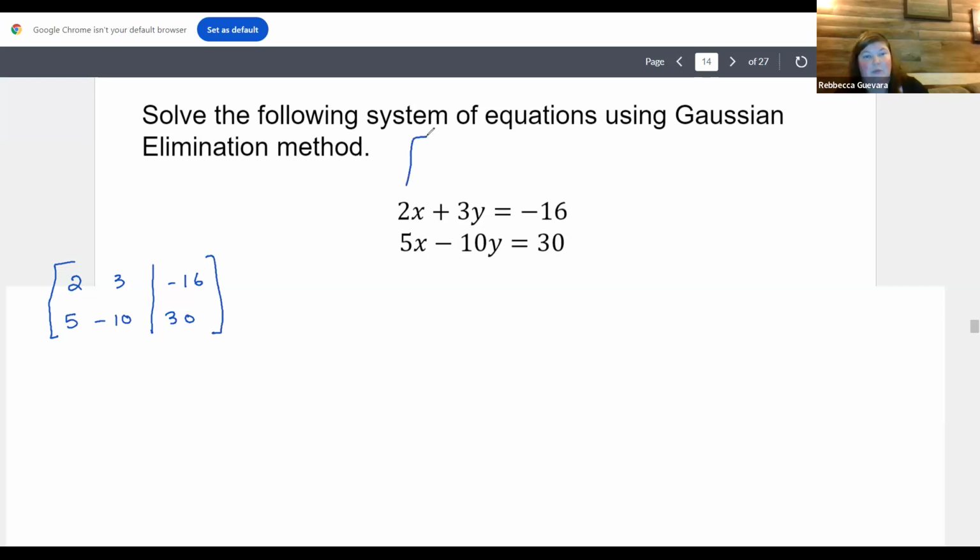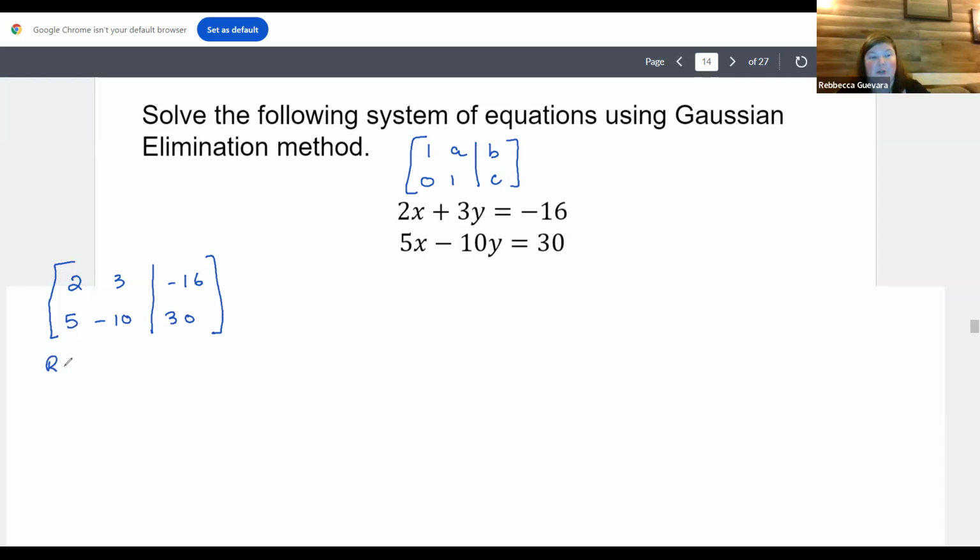So remember, we want it to look like this. 0 here, 1's here, numbers here. So first thing that we're going to do is probably deal with this 0 first, because if we do the 1's, it's going to make a bunch of work for us. So we're going to get this to be a 0.